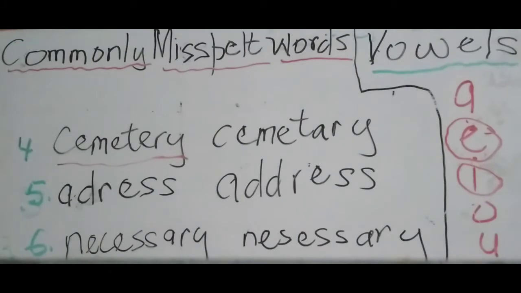All right, next word is address. Address, that is where you live. We have A-D-R-E-S-S and we have A-D-D-R-E-S-S. The second is the correct one. So the correct spelling for address is A-D-D-R-E-S-S.